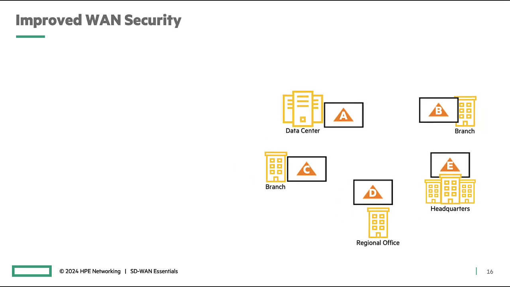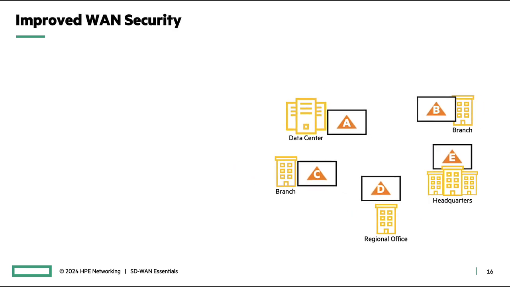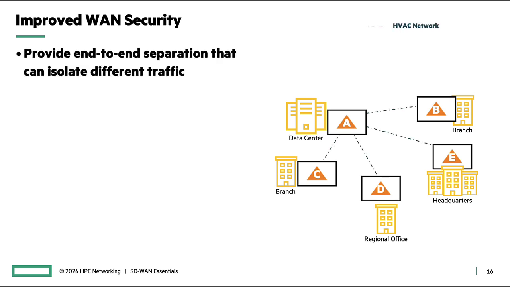Now, you might think that adding the internet as an active transport for the enterprise WAN can compromise security, and with the wrong SD-WAN solution, that would be true. But the right SD-WAN can provide end-to-end segmentation that can separate or isolate voice traffic from point-of-sale traffic, from HVAC applications and guest Wi-Fi. This robust end-to-end segmentation could have prevented many of the security breaches we've all read about.